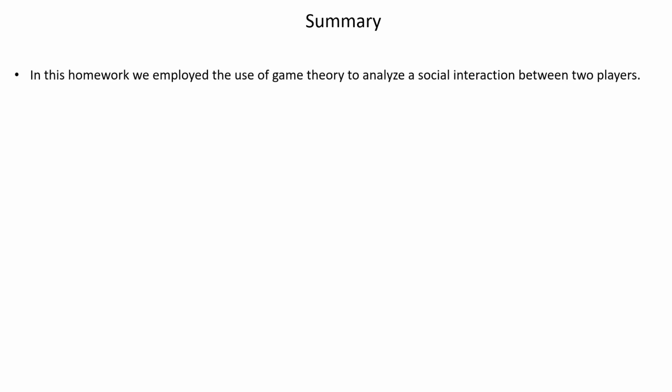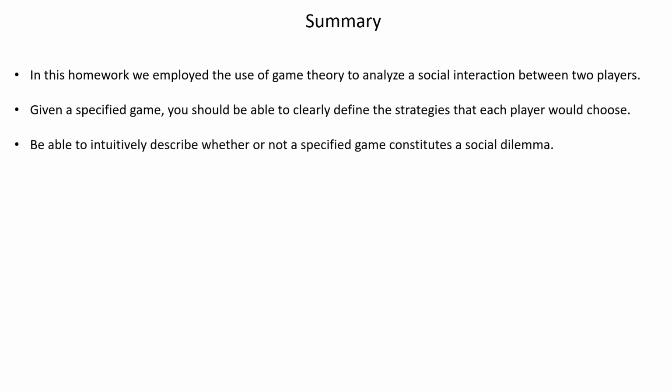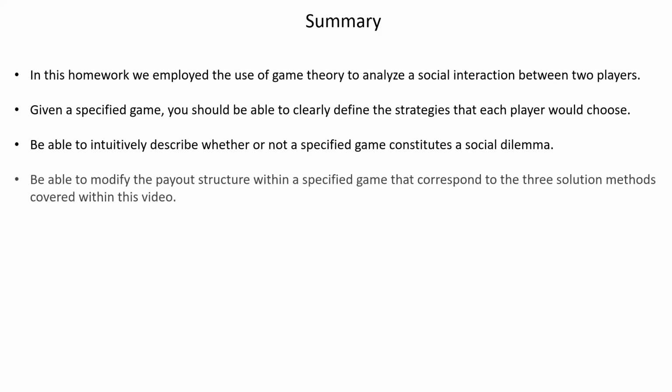Okay, in summary, in this homework we employed the use of game theory to analyze a social interaction between two players. Given a specified game, you should be able to clearly define the strategies that each player would choose, be able to intuitively describe whether or not a specified game constitutes a social dilemma, and be able to modify the payout structure within a specified game that correspond to the three solution methods covered within this video, of which were altruism, repetition, and punishment.